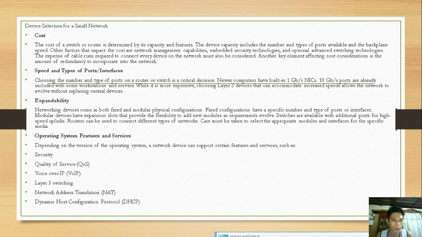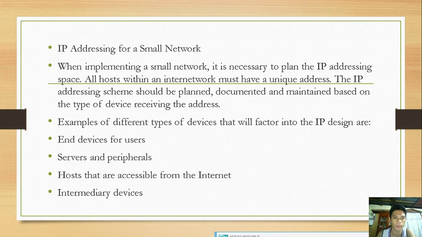Operating system features. Depending on the version of the operating system, a network device can support certain features and services such as security, quality of service, voice over IP, layer 3 switching, network address translation, and dynamic host configuration protocol.